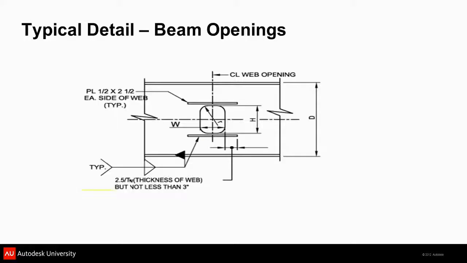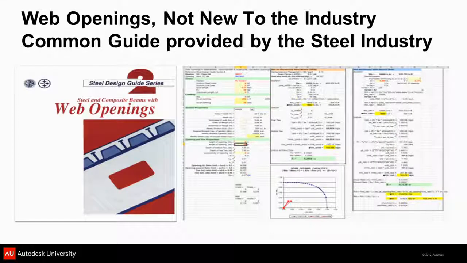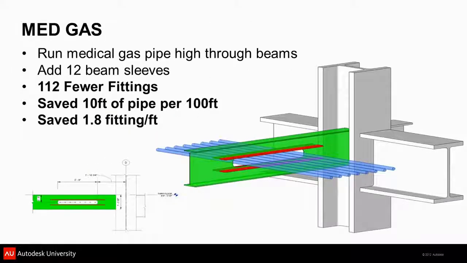And so you might ask them, I'm not a structural engineer, but I was noticing American Institute of Steel Construction Design Guide 2 is all about web openings. What's that about? Could we maybe cut a little opening here and clear up some space?